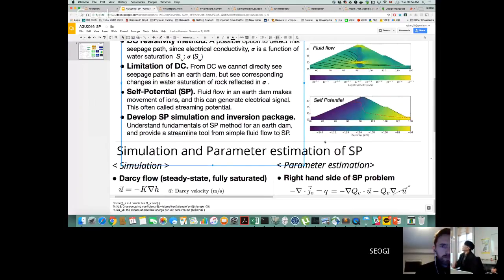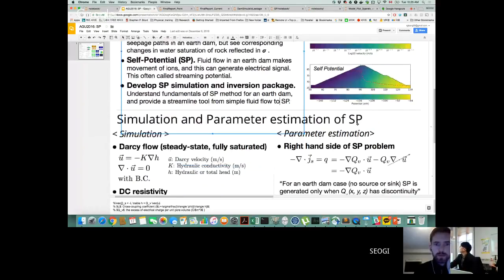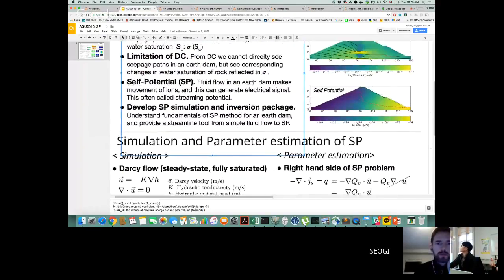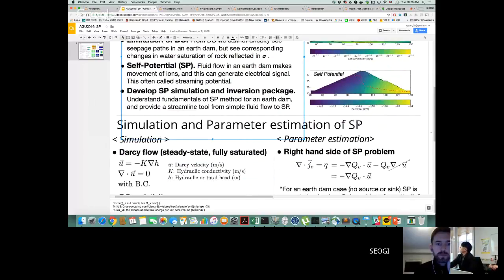Okay, so the idea was developing a simple outline tool, because the source of SP is fluid flow, and then we're getting the electrical signal. So you need software with some sort of fluid modeling that can compute the hydraulic head or hydraulic velocity. Then that's your source for the SP problem, use DC, and solve the SP. So that was the goal. And then at the end, you may want to recover some hydraulic parameters of the Earth that control the fluid. So that was the goal.